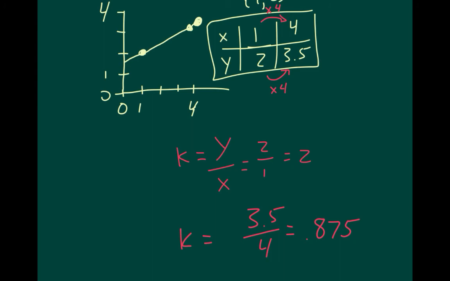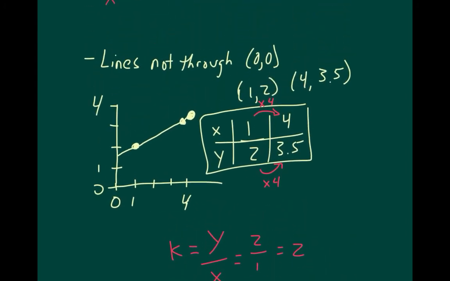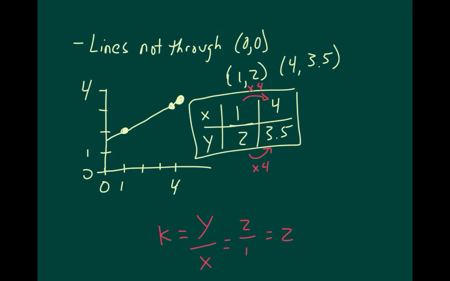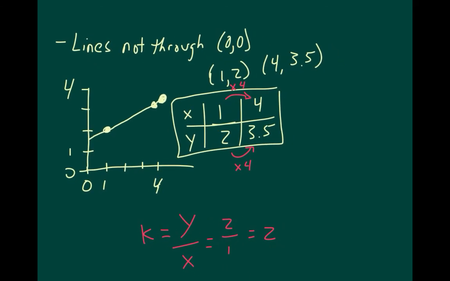So final thing, what in the world did I want to say, and then we're done. Lines not through 0, 0 do not represent proportions.